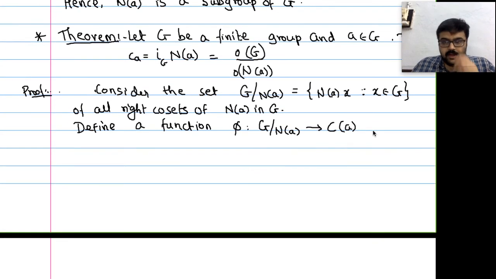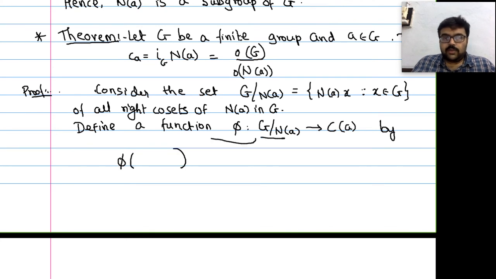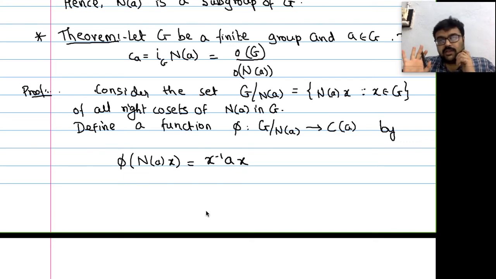So how do we define it? Give me a right coset here. We have to take a right coset here. So that means I must take some N(A)x, right? So this is a right coset. As soon as I take a right coset, I get some x. And how do I define a conjugate of A? Using this x. Yes, so that means x inverse Ax. This is a natural way.